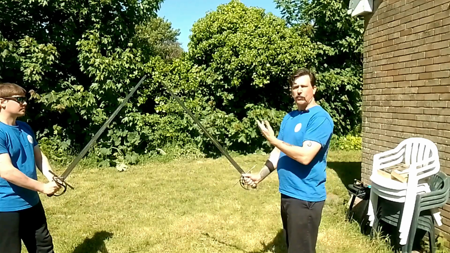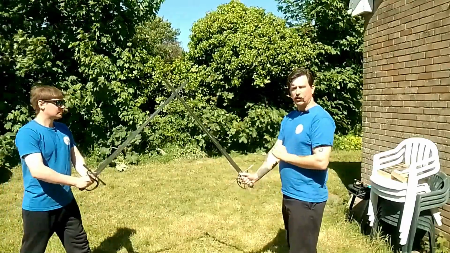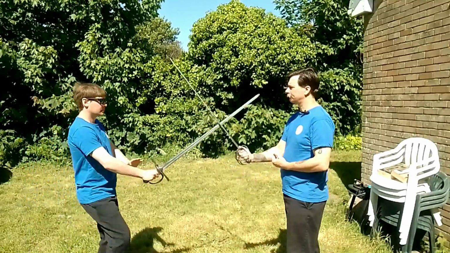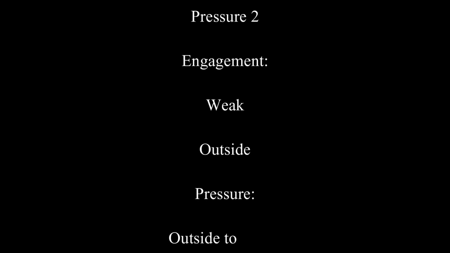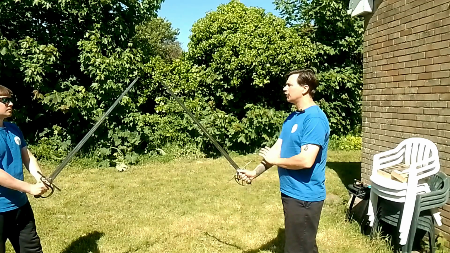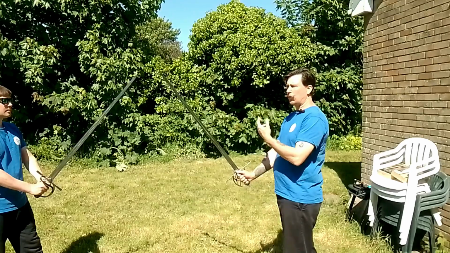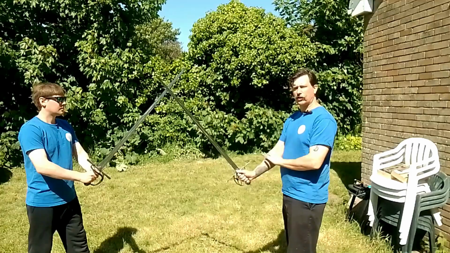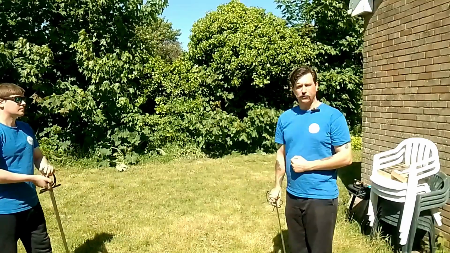So the first is my opponent can engage on the weak of my blade. If he engages on the weak on the outside of my blade and then moves to pressure my outside quarter, then I will make a parry. If my opponent engages the weak of my blade on the outside, but presses to my inside quarter, then I will make a guardant.